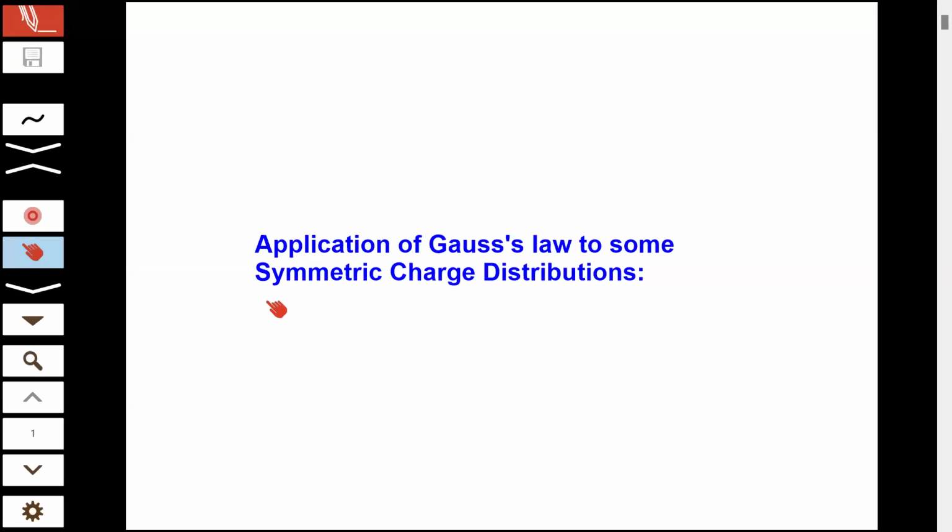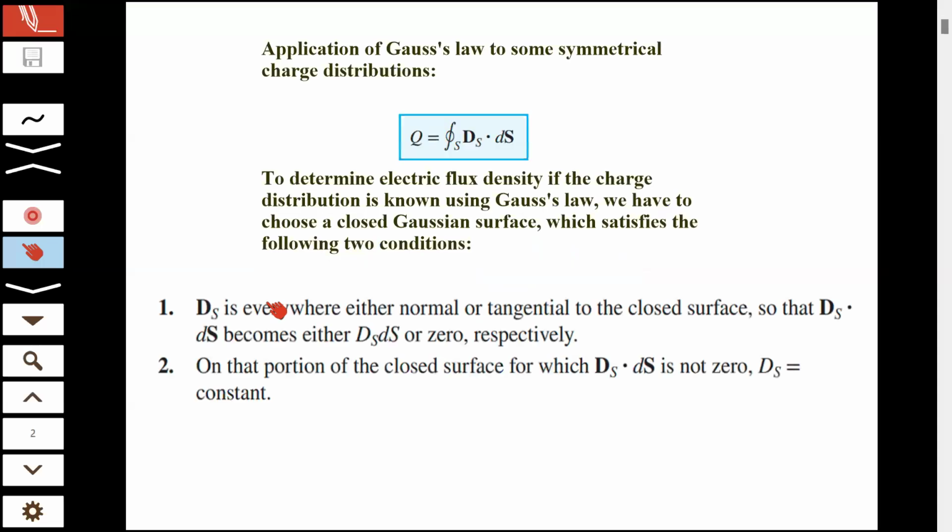Hello everyone. In this video, we'll discuss the applications of Gauss law to find electric flux density due to some symmetric charge distributions on the closed surface as applicable to Gauss law, which is called closed Gaussian surface. Let us discuss the characteristics of the Gaussian surface as applicable to Gauss law for symmetric charge distribution.